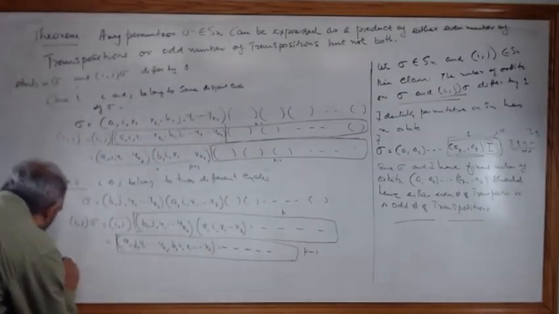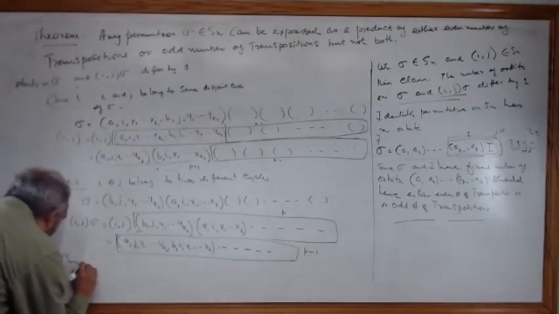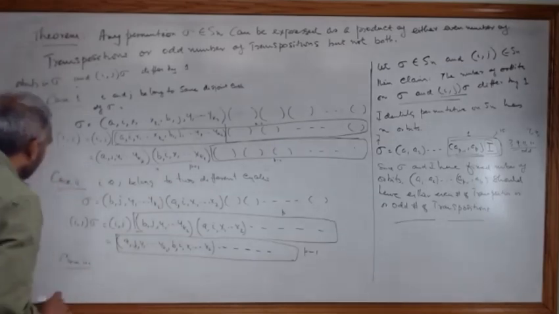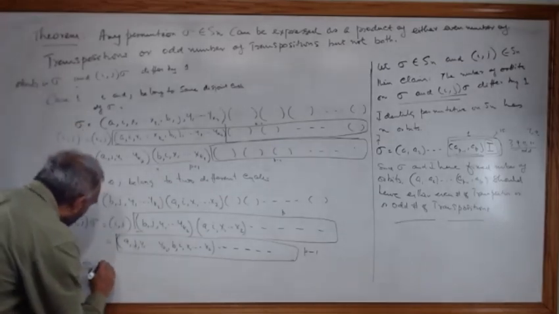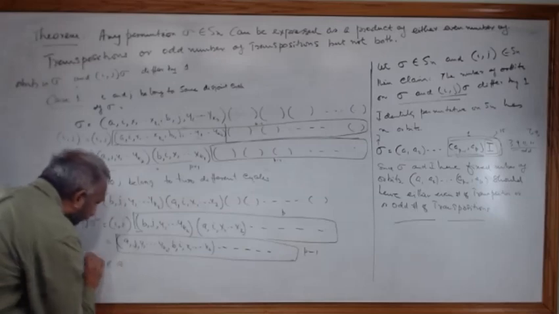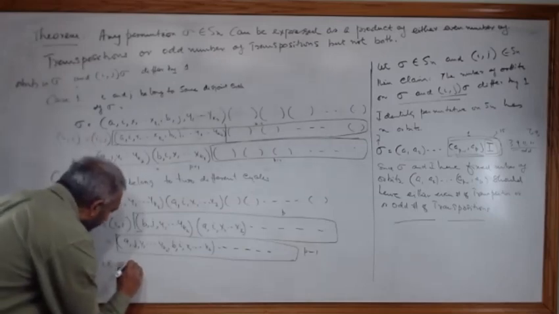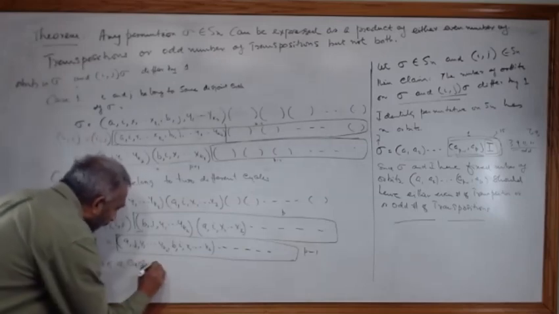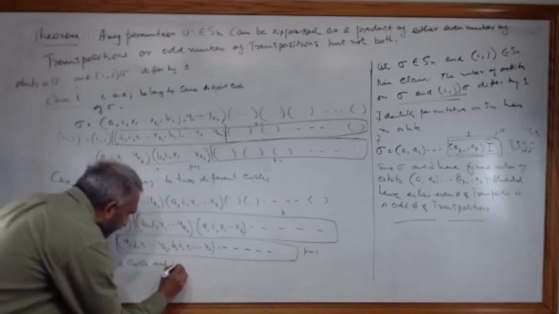Case 3 and 4. Case 3 is actually i belongs to a cycle and j is a singleton.